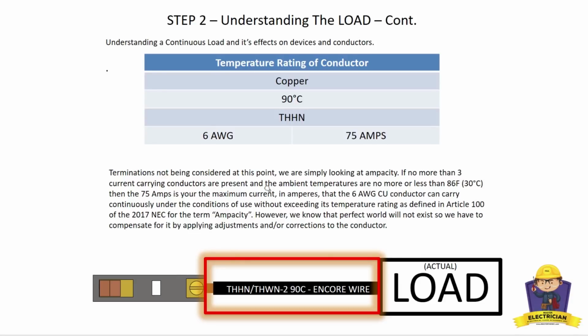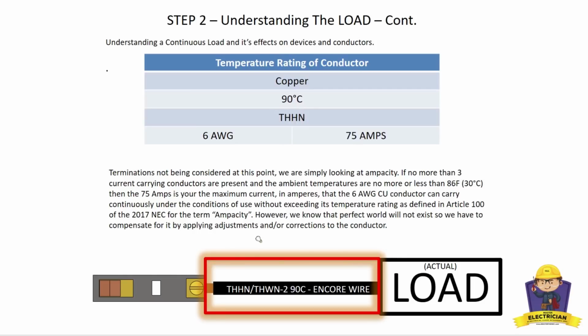6-gauge could carry continuously, forever, under the condition of use, and it would never exceed the temperature rating of 90 degrees C. Okay. If you want to see the definition of ampacity, you simply go to Article 100, and there's a definition of ampacity, and basically that's what it says. It says the ability to carry the maximum current in amperes continuously under the condition of use without exceeding its temperature rating. This is a perfect world. This is okay. A 6 can handle 75 amps.